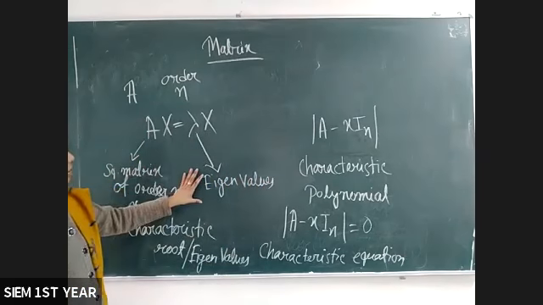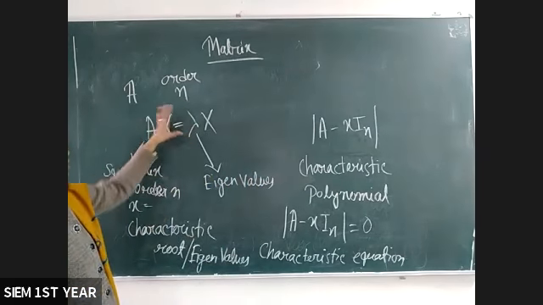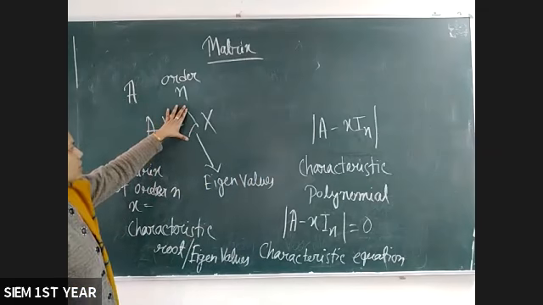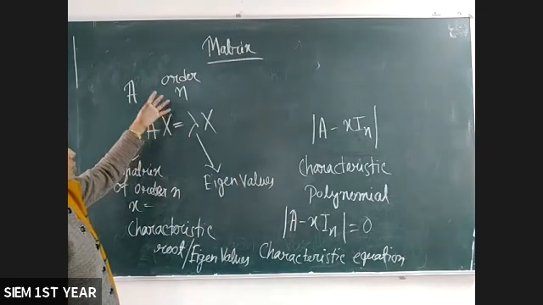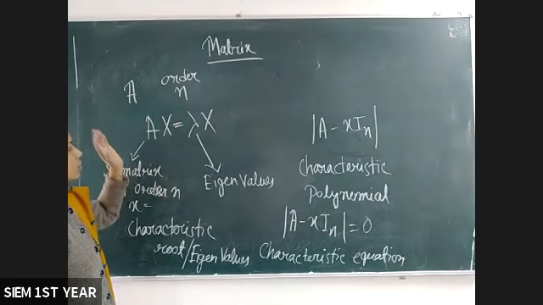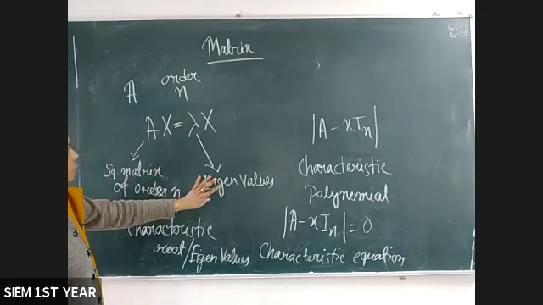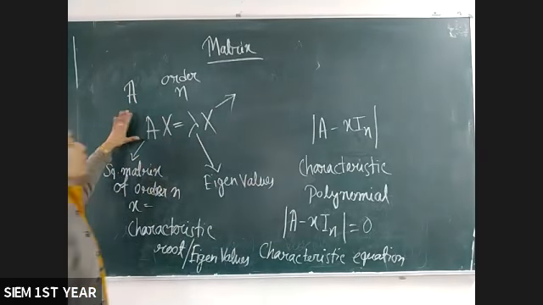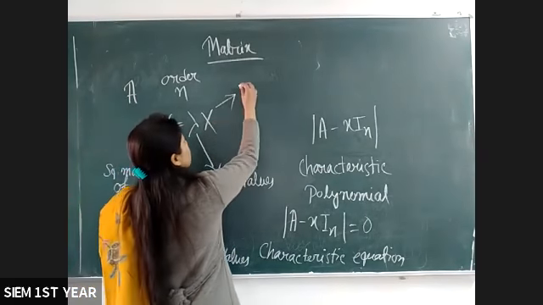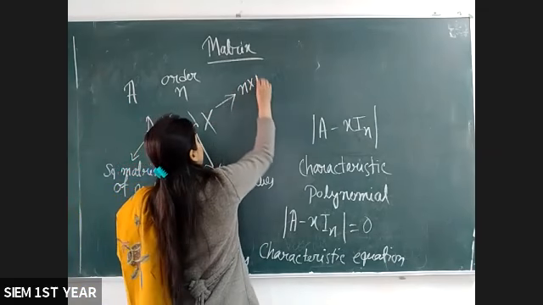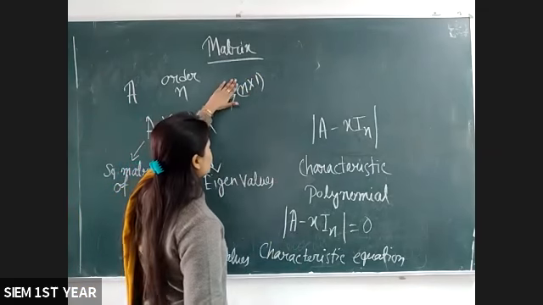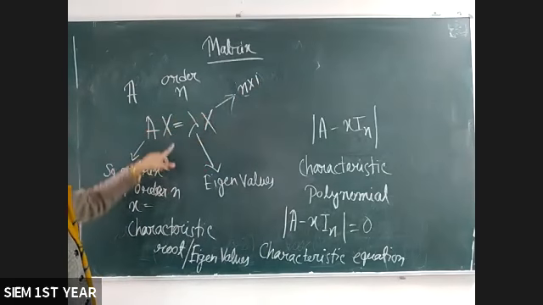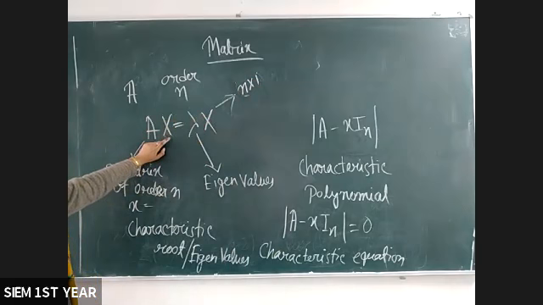So this is actually a number. Either you get 1 or 2, or some real number or complex number. Anything: 1, 2, 3, 4, minus 1, minus 2. Okay, so this is the eigenvalue. So this x, if you get a non-null vector of order n by 1 such that it satisfies the equation, then this x will be called the eigenvector.